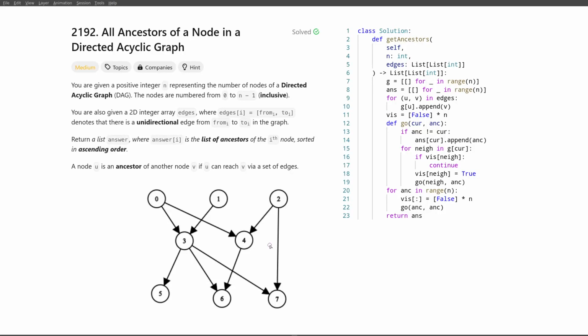Hello everyone, today we'll talk about the problem "All Ancestors of a Node in a Directed Acyclic Graph". We're given this graph, this DAG, in the form of a list of edges. We want to return a list of lists of ancestors of every node, and those ancestors should be sorted in ascending order. So for instance, here we have a 3, then the ancestors of 3 are 0 and 1, so that list should contain 0 and 1, and we have to do that for every vertex.